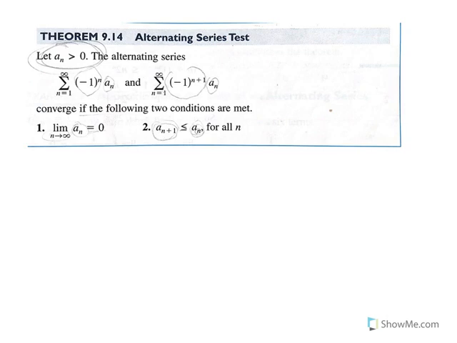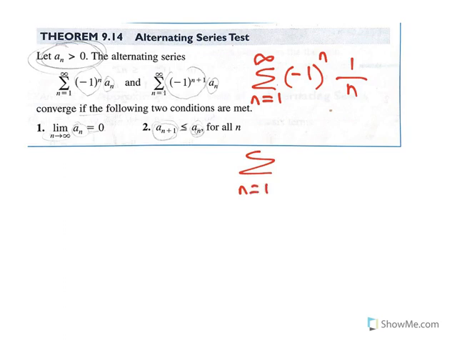So when do you apply the alternating series test? When you have an alternating series, like we saw in the examples that we just looked at. So again, in the examples we had the sum from n is equal to 1 to infinity of negative 1 to the n of 1 over n, and then the sum from n is equal to 1 to infinity of negative 1 to the n plus 1 of 1 over n.